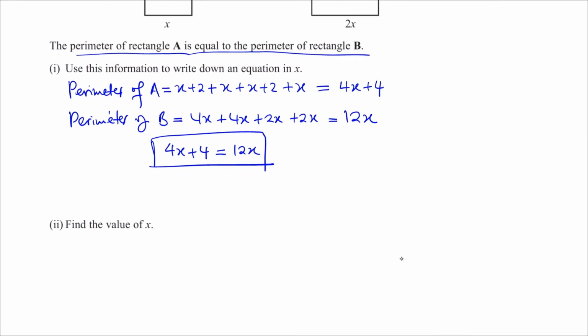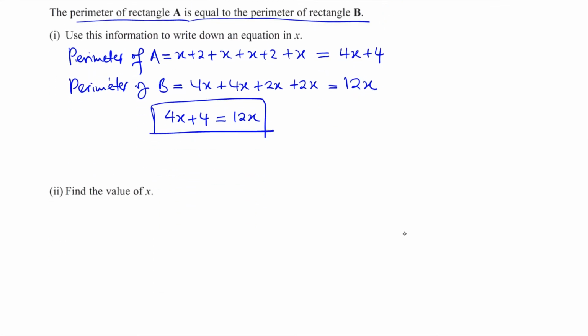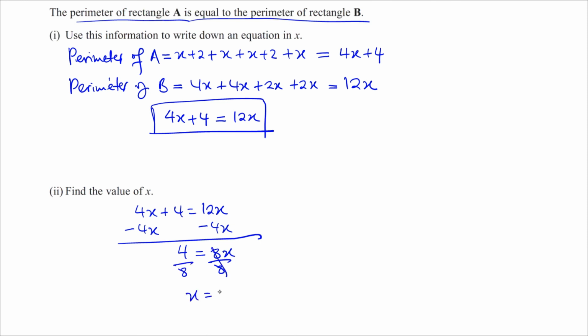Now the second part of this question is to find the value of x. So we need to solve this equation here. So 4x plus 4 is equal to 12x. So you can start by isolating the smaller x, which is 4x. So subtract 4x from both sides. So you'll end up with 4 is equal to 8x. And then you divide by 8 on both sides. So x will be equal to a half.